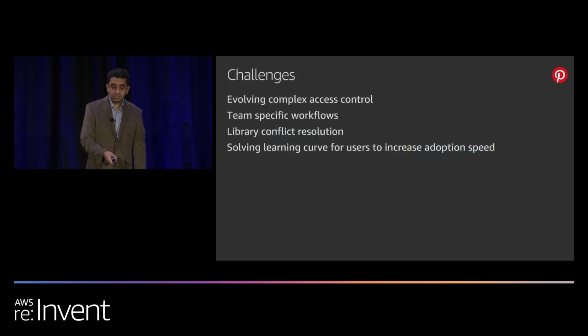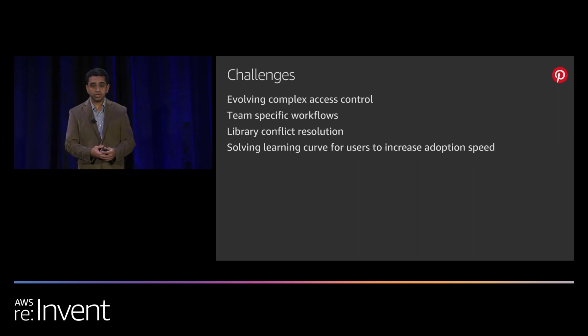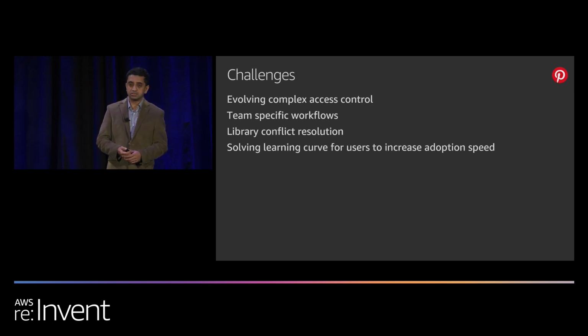These are still the open challenges we have, and we are working on it. One is evolving complex access control. We are sharing not just within the organization, we are sharing outside the organization too. So that has added newer challenges. Team-specific workflows, every team has their own way of doing things. So adapting to their workflow is very important. Library conflict resolution, and it is probably never going to end, but we are trying our best to make it as small as possible. And solving the learning curve for the users to increase adoption speed.